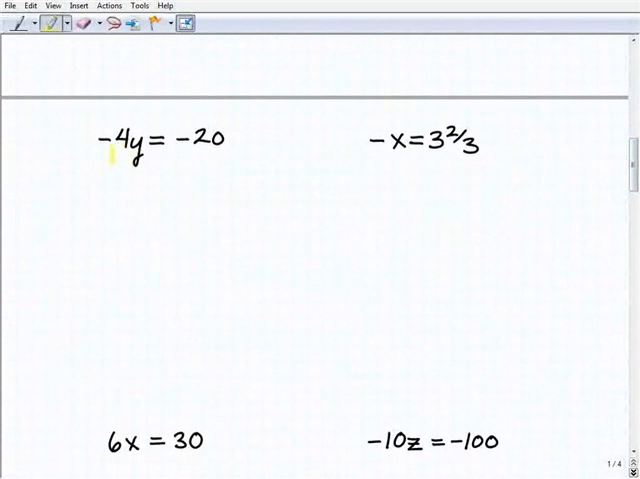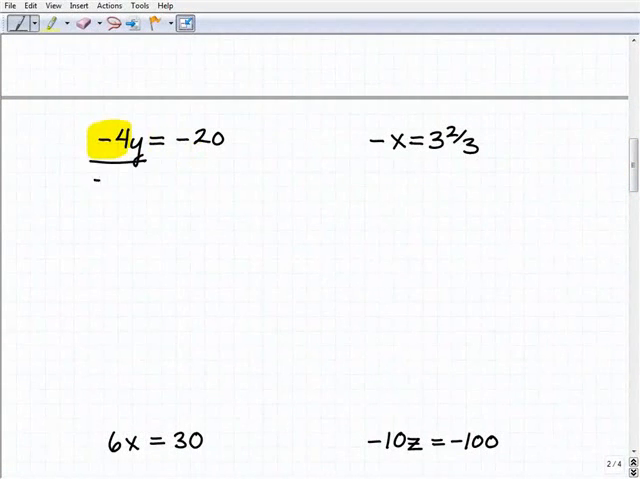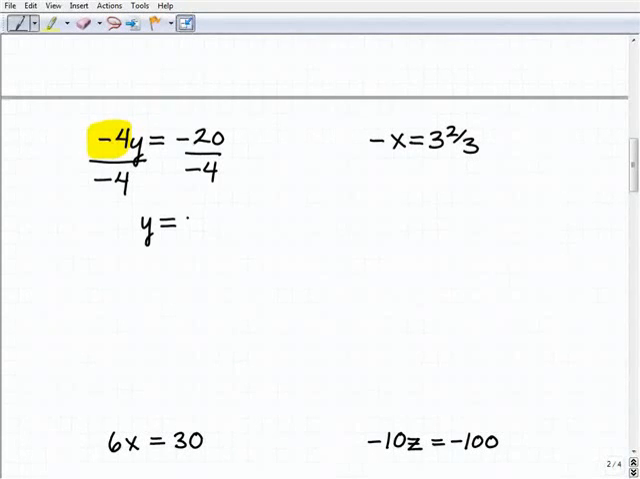Here we have negative 4 times y, or negative 4y equals negative 20. So I'm going to divide both sides of the equation by negative 4 to get that y by itself. It's actually pretty easy once you get going, but you always want to show your work. Don't do this in your head and just write the answer down. You've got to show your work. So negative 4 divided by negative 4 is 1, so I'm just going to get 1y, or y. And negative 20 divided by negative 4 is a positive 5.